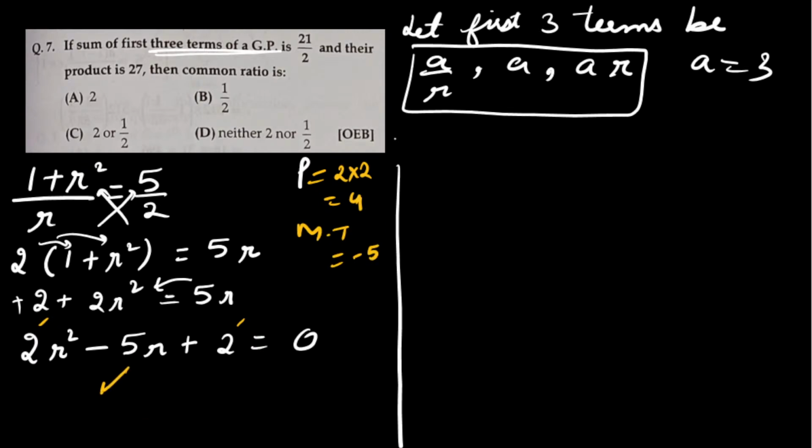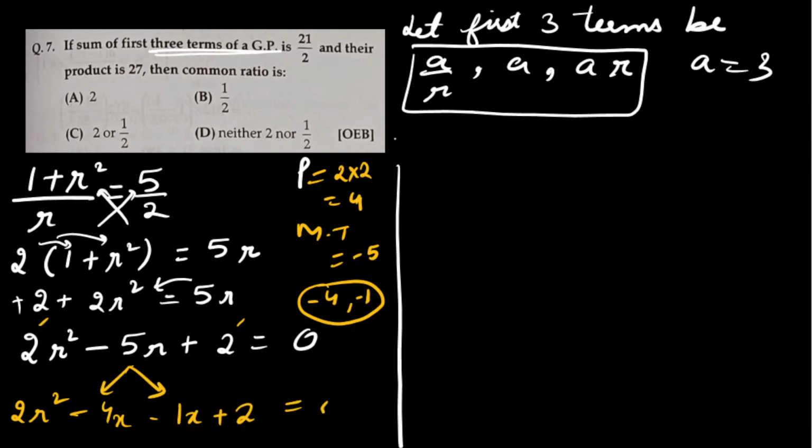So we have to split minus 5 into two numbers such that their addition should be equals to minus 5 and the product should be equals to 4. So we know such numbers. If we take 4 and 1, 4 plus 1 is what? 5. But here we need minus 5, so we'll take minus with both, because minus into minus is plus. So we can write here 2r square as it is. So this 5 we can write as minus 4r and minus 1r, plus 2 as it is, equals to 0.